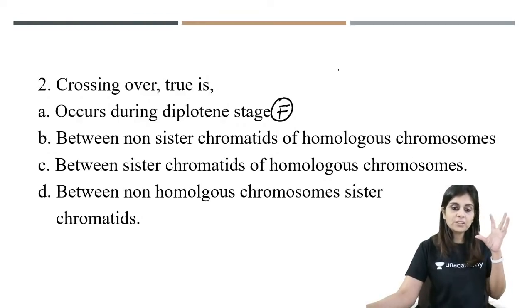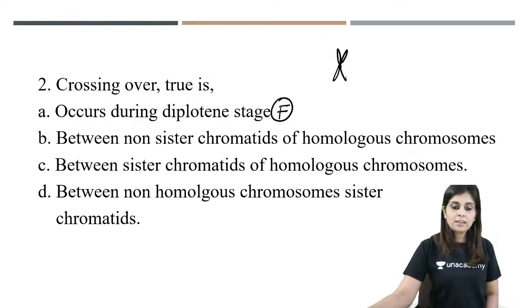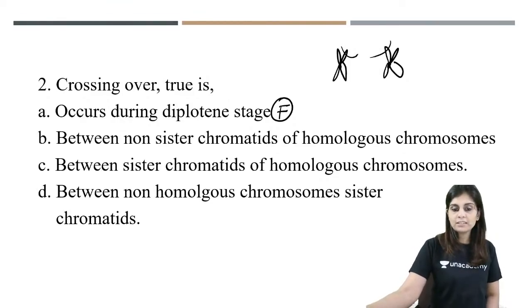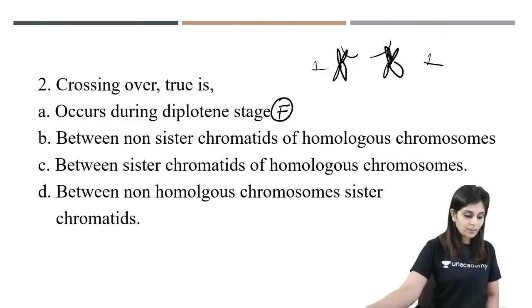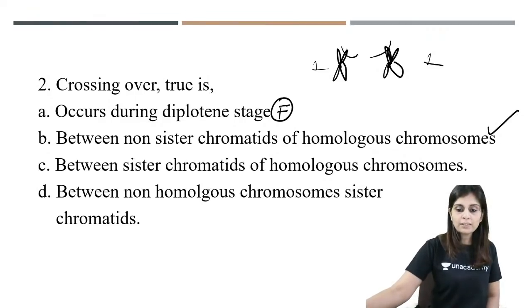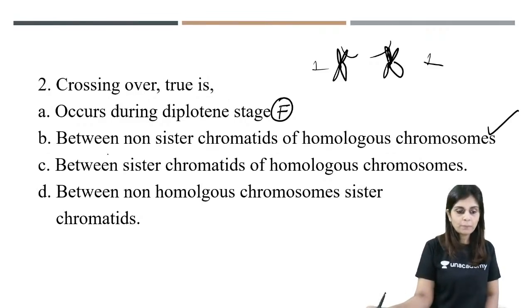Just remember the picture. These are sister chromatids. When a chromatid is attached to a different centromere, they are non-sister chromatids. So it is between non-sister chromatids of homologous chromosomes.